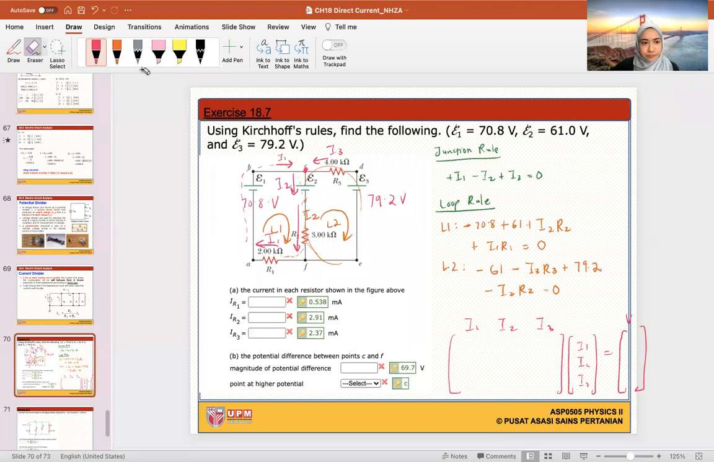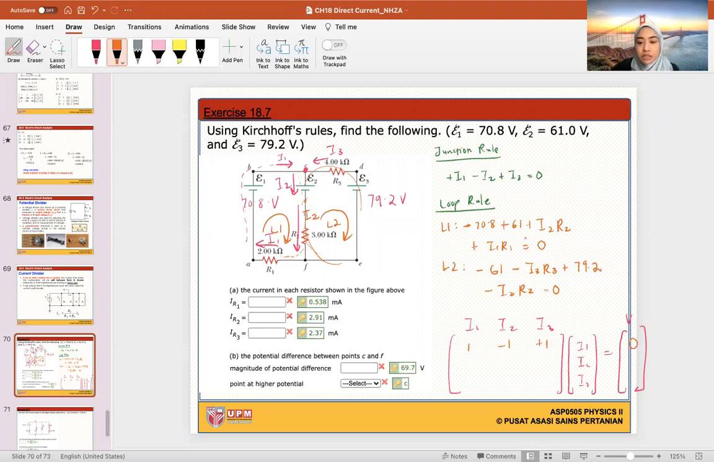Okay, so I1 for the first equation is positive 1. I2 is negative 1. I3 is positive 1. Okay, so that's our first equation. It's equal to 0. So I put the 0 over here.